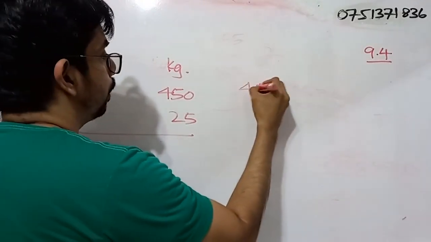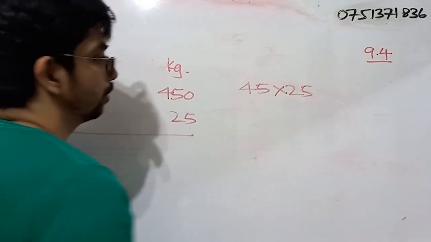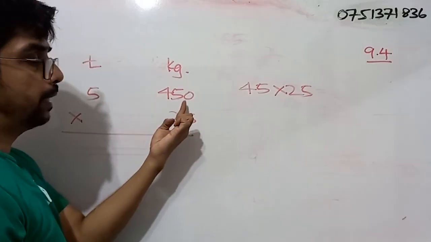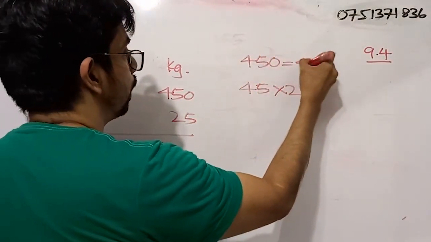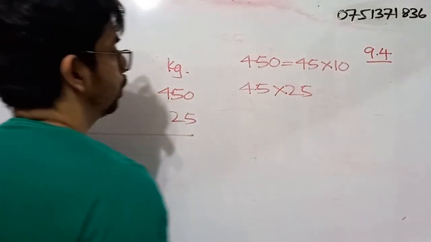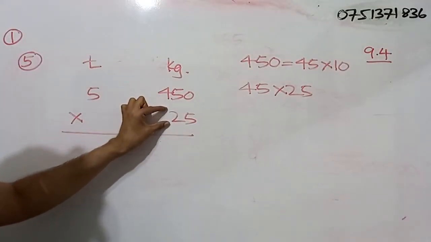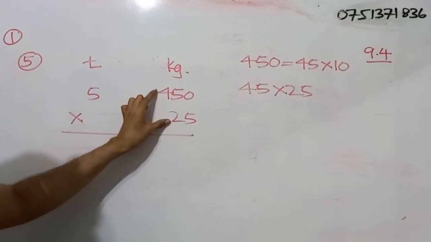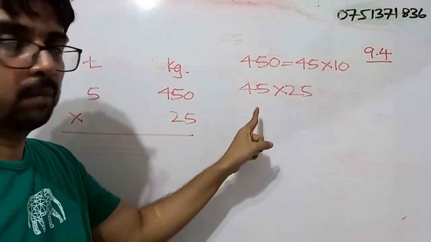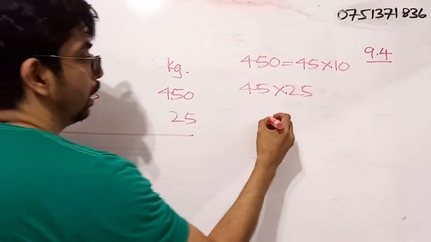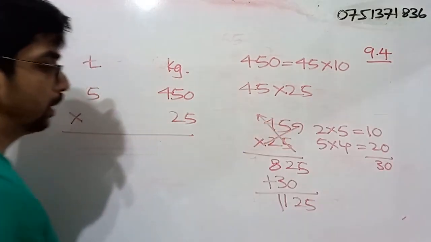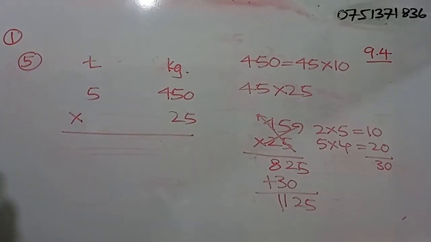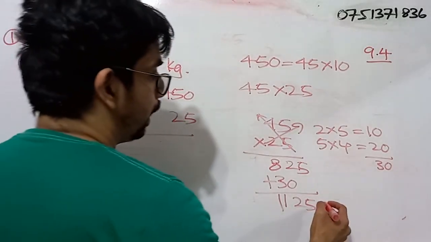We will take 45 into 25. Then again we will multiply that by 10. Why? We know that 450, that is equal to what? 45 into 10. No? So we will multiply 45 by 25. Then after the simplification we multiply the amount by 10. Right? Okay. 45 we will multiply that by 25. 1125. Then we have to multiply that by what?